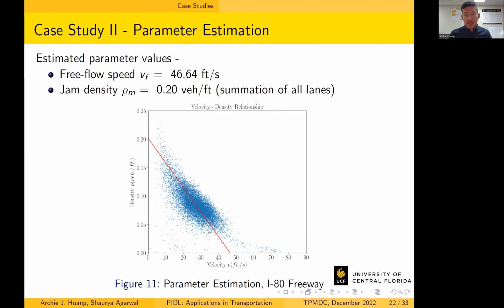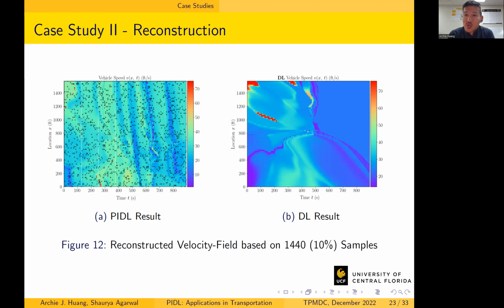So that's just summing all the lanes, vehicles on all the lanes together. So that's where we got the jam density here. And moving on here, this is the first visual representation of what PIDL and DL learned.